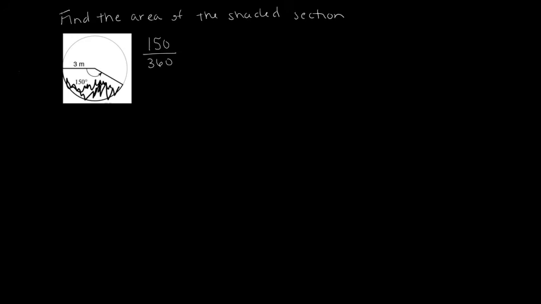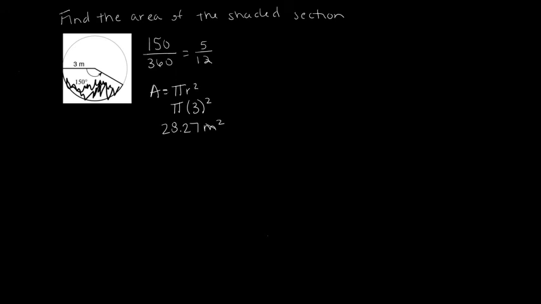If I put that in my calculator and simplify it, I'll get 5/12. So this shaded section is 5/12 of the whole circle. If I want to find the area of this part, first I need to know the area of the whole circle. To find the area of a circle, I use pi r squared. In this case, my radius is 3 meters. So when I do pi times 3 squared, I come up with 28.27 meters squared.